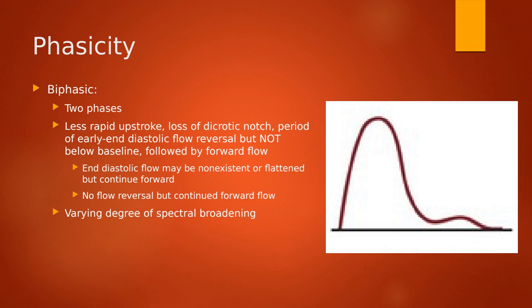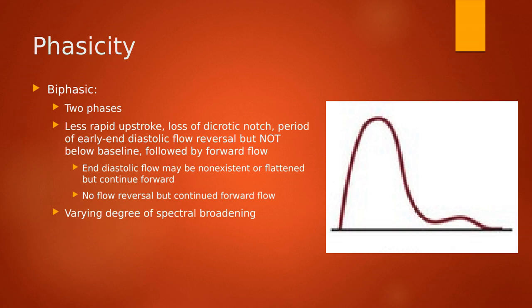So end diastolic flow may be non-existent or could be flattened but continue to move forward. We could potentially see no flow reversal but continued forward flow, and we could see a varying degree of spectral broadening. Now, again, remember, depending on where we are evaluating, biphasic flow could be abnormal, right? So if we're looking at a vessel that should have triphasic flow and we're seeing biphasic flow with spectral broadening, that needs to trigger us to say something abnormal is going on in this vessel. Now, if we're looking at a vessel that just typically has biphasic flow, then we aren't concerned about it.